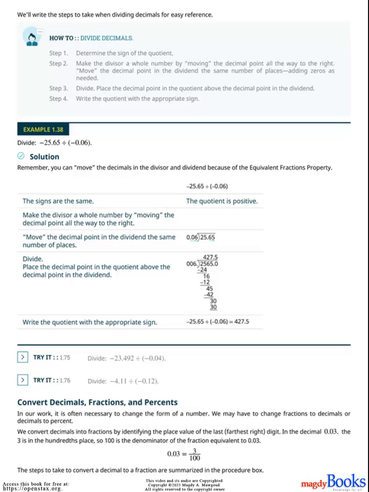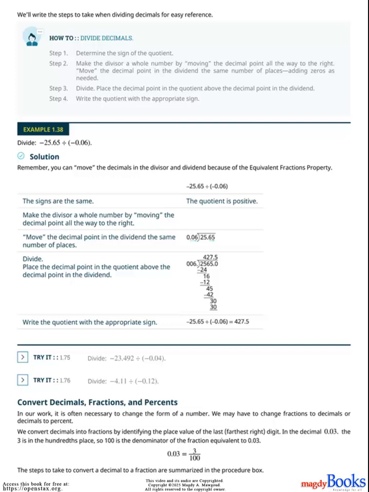How to divide decimals. Step 1. Determine the sign of the quotient. Step 2. Make the divisor a whole number by moving the decimal point all the way to the right. Move the decimal point in the dividend the same number of places, adding zeros as needed. Step 3. Divide. Place the decimal point in the quotient above the decimal point in the dividend. Step 4. Write the quotient with the appropriate sign.